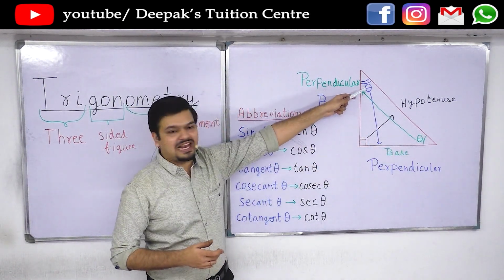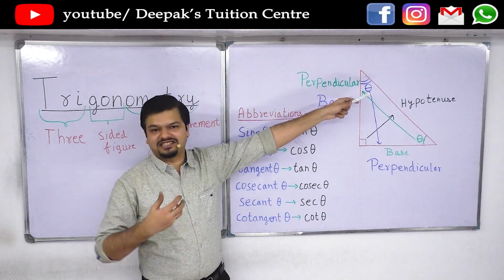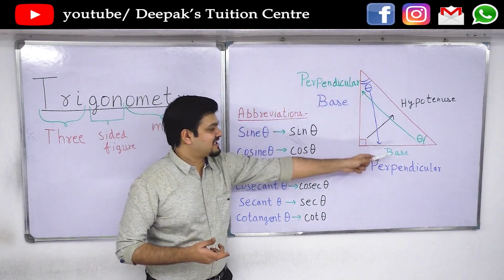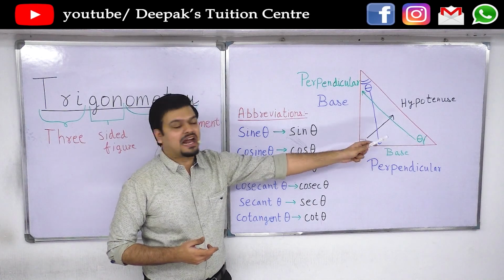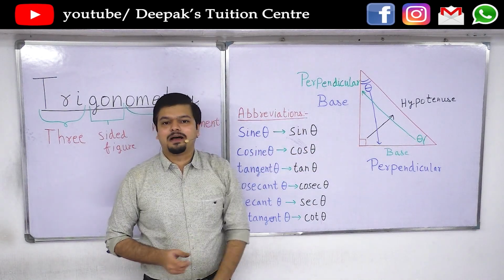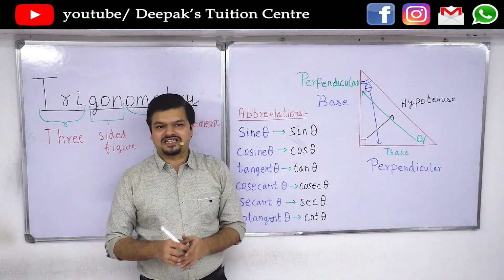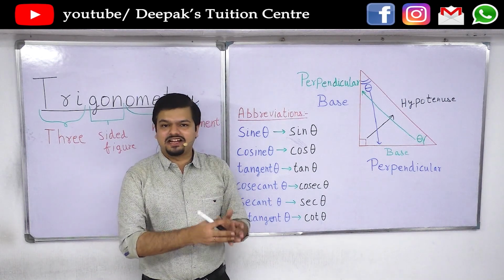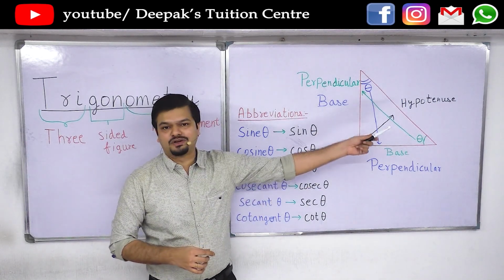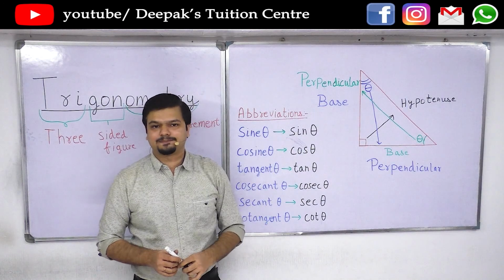But if this blue angle has been chosen as the angle, or it is given in the question, then this side will become the perpendicular and the remaining side will become the base. So you need to be very specific about which angle is given in the question, and accordingly you have to choose the perpendicular and base.